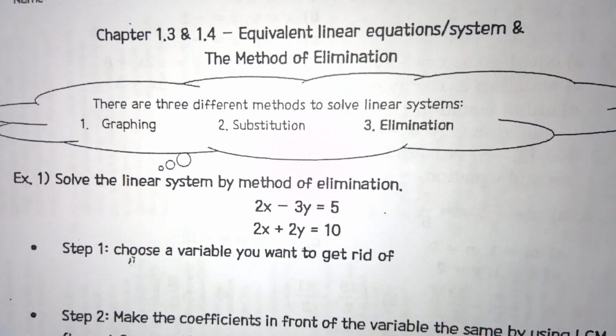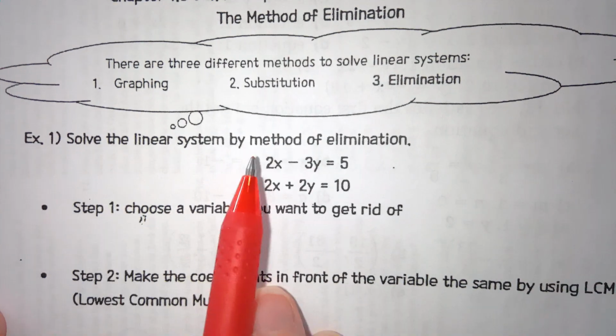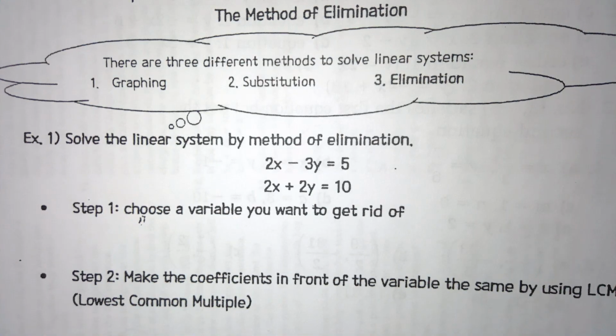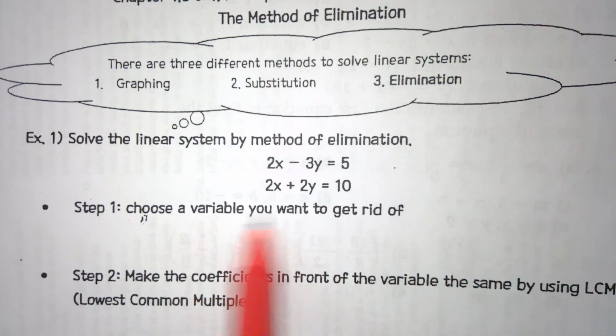So we're doing the third and final method, which is the method of elimination. Again, you are given two equations right here. When you hear the word elimination, what comes to mind? Someone dying. Okay. Get rid of. Good. That's what it means. So step one, choose which one you want to get rid of.